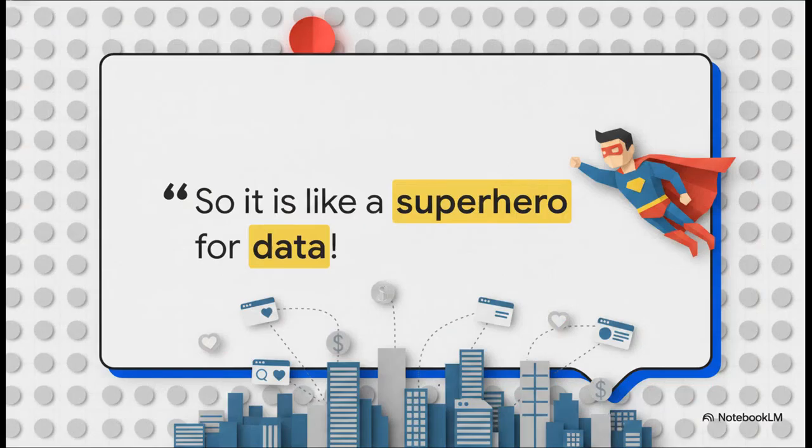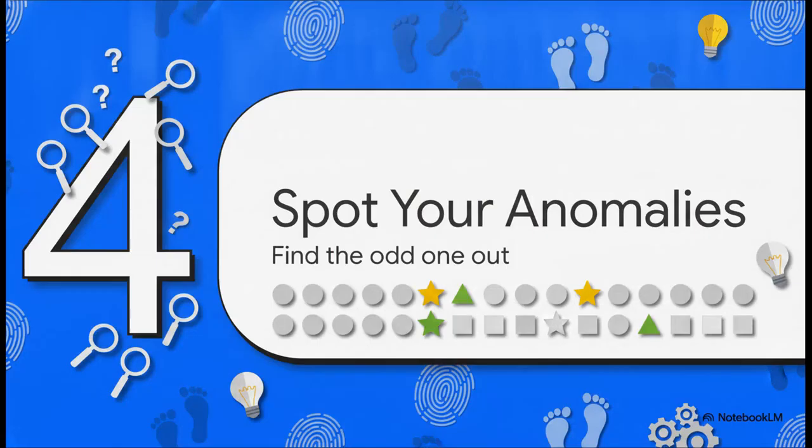Which actually brings us to a really awesome way to think about this. It is literally like a superhero for data. Finding that one weird thing out of a million normal things, that is a true superpower. It saves money, it protects websites, and in places like hospitals, it can even save lives. Time to spot your own anomalies.